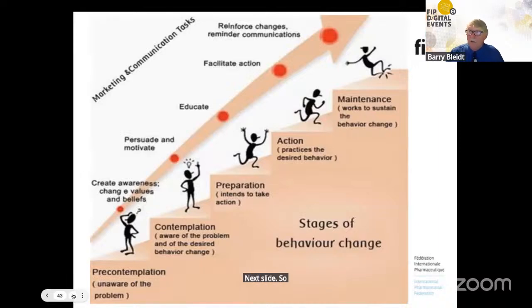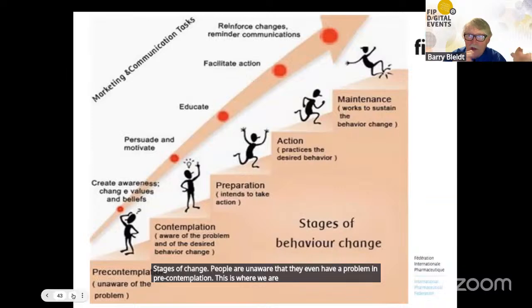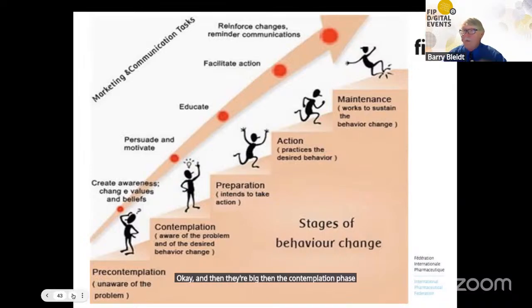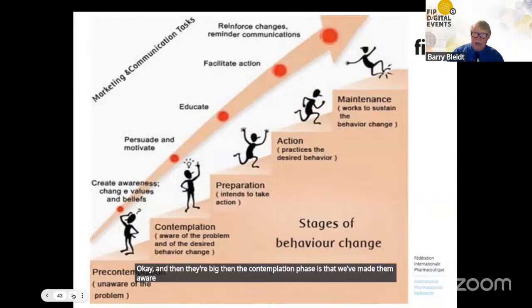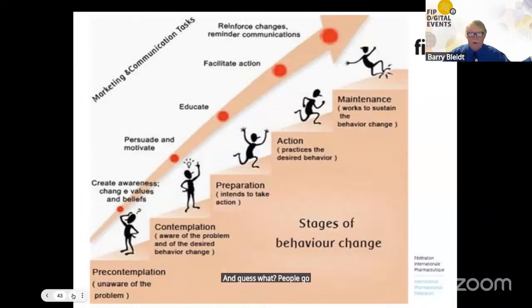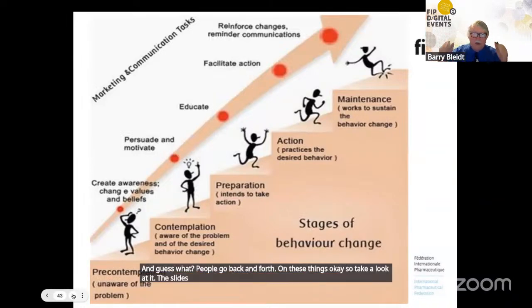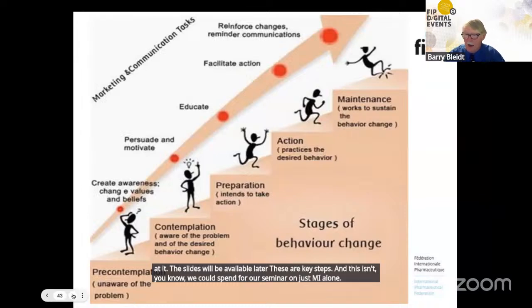So this is looking at the different stages of change. People are unaware that they even have a problem in pre-contemplation. This is where we are talking with the patient to get them to become aware. Okay, and then the contemplation phase is that we've made them aware of their need to change, and they start thinking about it. Okay, so these are two areas where we're going to be spending a lot of time as pharmacists getting our patients going. And then they prepare to change, they change, and then they maintain. And guess what? People go back and forth on these things. Okay, so take a look at it. The slides will be available later. These are key steps, and we could spend a 4-hour seminar on just MI alone, and I don't have that kind of time.